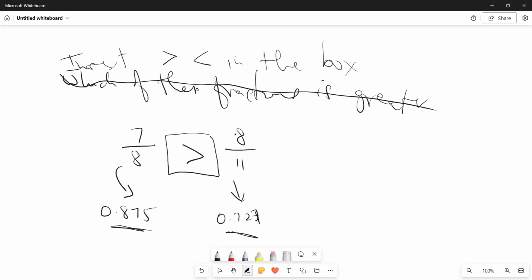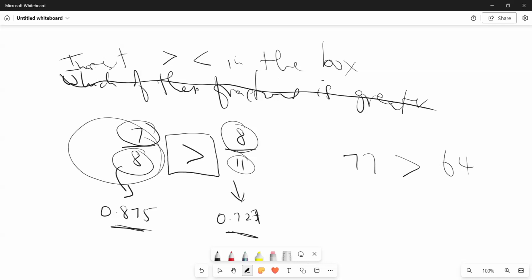That's one way, right? I saw a nice trick today. Sometimes you watch these little tricks people have. Watch this. If you multiply this number by this number, you get 77. When you multiply this number by this number, you get 8 times 8, which is 64. So the fact that 77 is greater than 64 means this fraction is greater than this fraction.